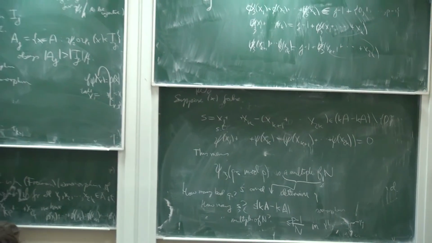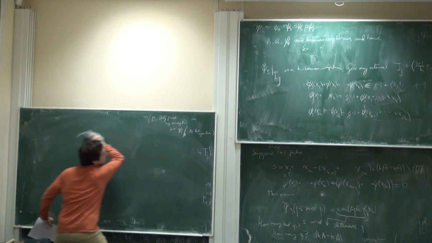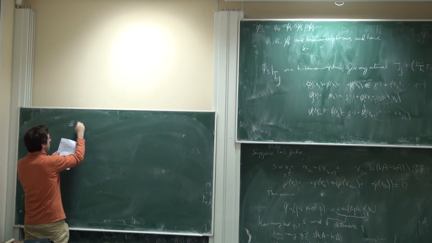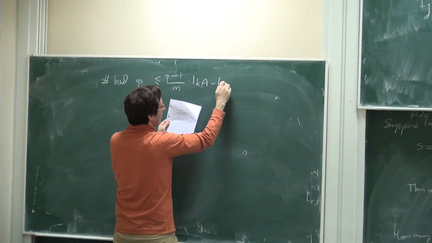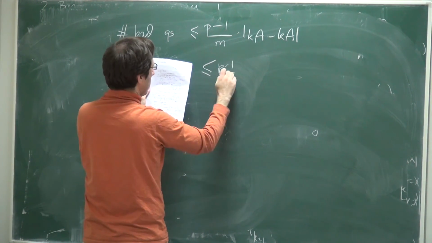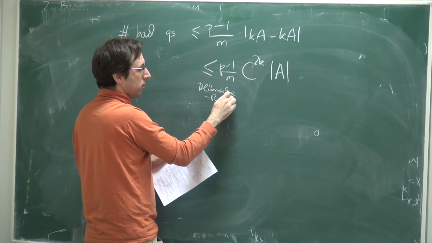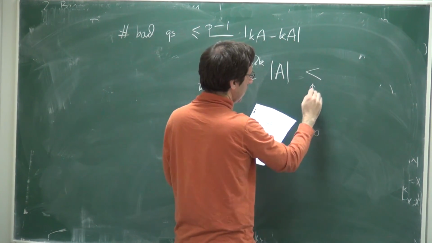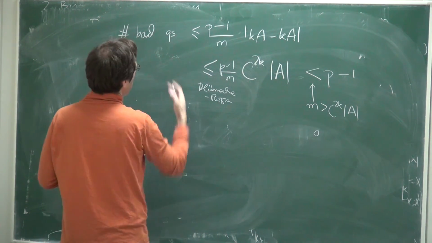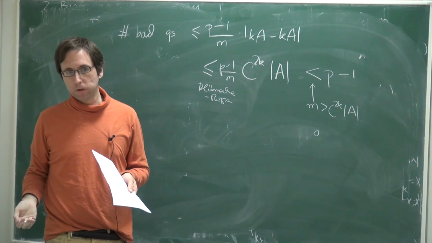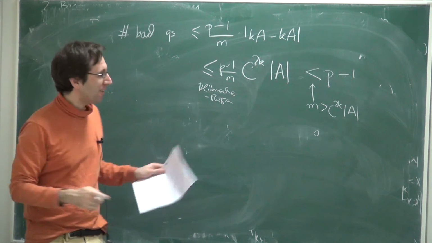So because of that, the number of bad Qs is at most p minus 1 over m times Ka minus Ka, and it's only here that we finally use Plünnecke. So it's at most p minus 1 over m times c to the Ka by Plünnecke. And since m, as we said, was bigger than c to the 2Ka, this is smaller than p minus 1. So there are fewer than p minus 1 bad values of Q, yet there are p minus 1 possible values of Q, so there's at least one good Q. In fact, there will probably be a lot, but there's at least one Q.